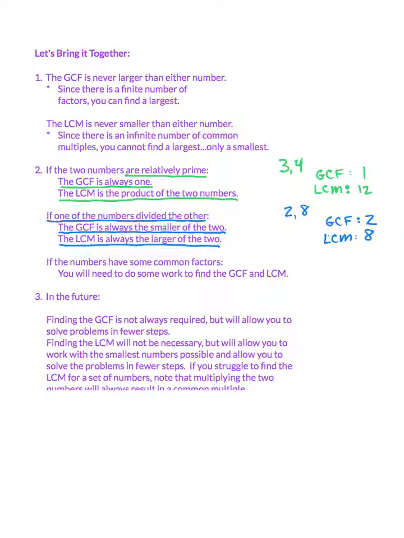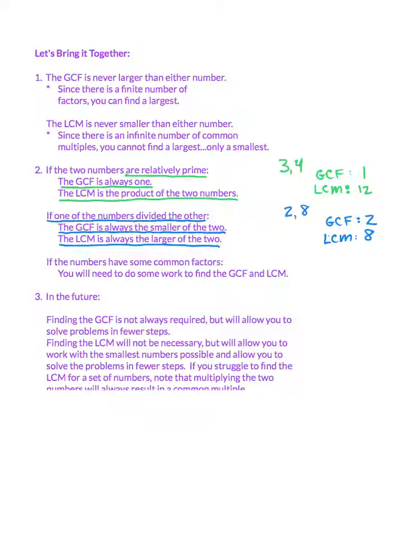Yes. So these two cases here together constitute the two easiest examples. You don't have to do any work. Either your GCF or your least common multiple is already there in the example of the second case, or your least common multiple is the product of the two numbers, and the greatest common factor is 1. If the numbers have some common factors, just some but not all, you will need to do some work to find the greatest common factor and the least common multiple.